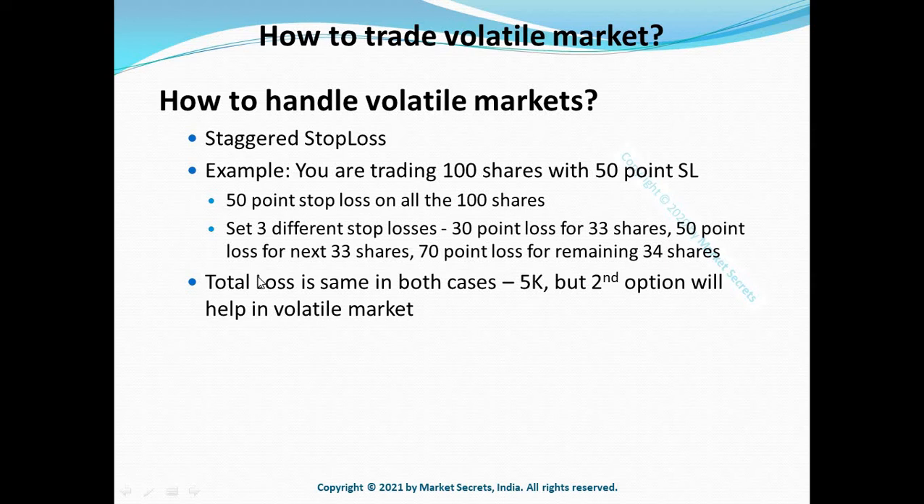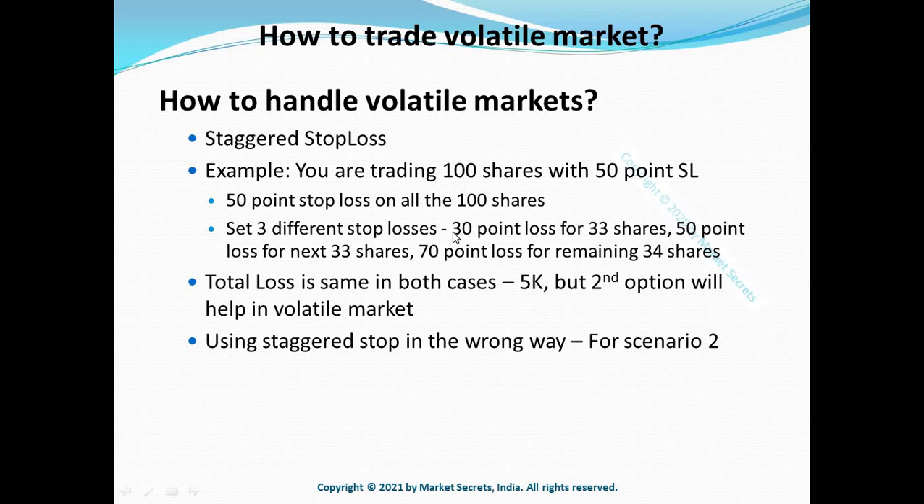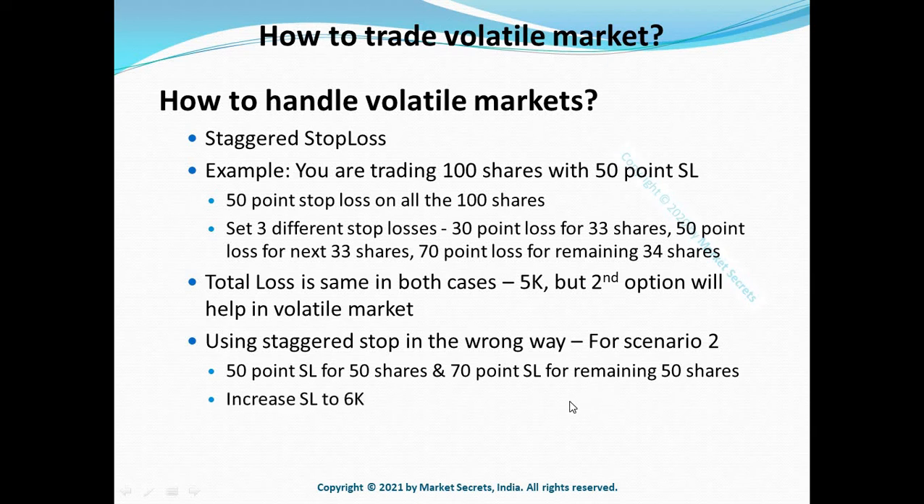So we can use a staggered stop loss to reduce the impact of volatility in our trades. But people use even the staggered stop loss in the wrong way. They use it in a way which increases risk. For example, in our scenario, some traders would place a staggered stop loss like this: a 50 point stop loss for the first 50 shares and a 70 point stop loss for the remaining 50 shares. This will increase their overall stop loss to 6000 points, hence affecting their trade plan and their risk reward ratio.